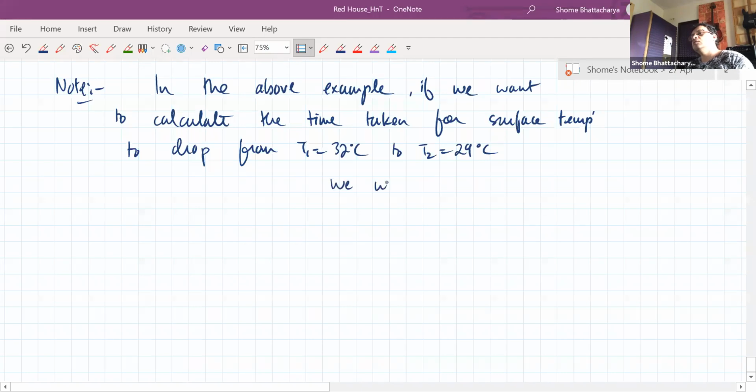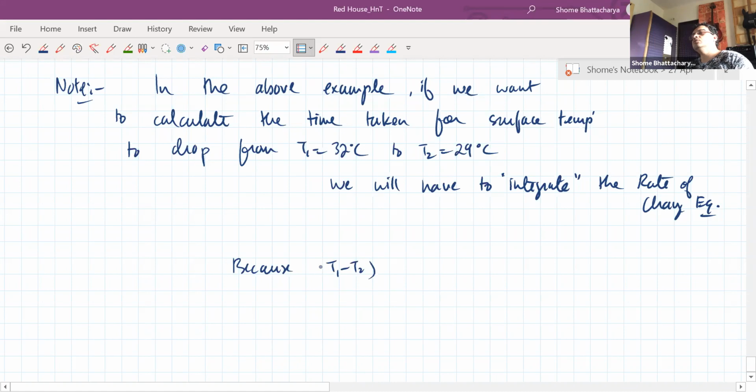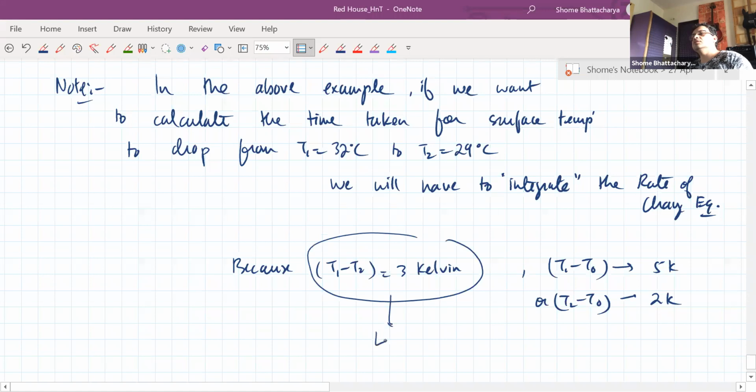we will have to integrate the rate equation. Because this T1 minus T2 is a change of how much? It is a change of 3 Kelvin. And if you see T1 minus T0 or T2 minus T0 with respect to the surrounding, the temperature difference was 5 Kelvin initially, 2 Kelvin at this stage. So this is a large change. This is a large drop in temperature.